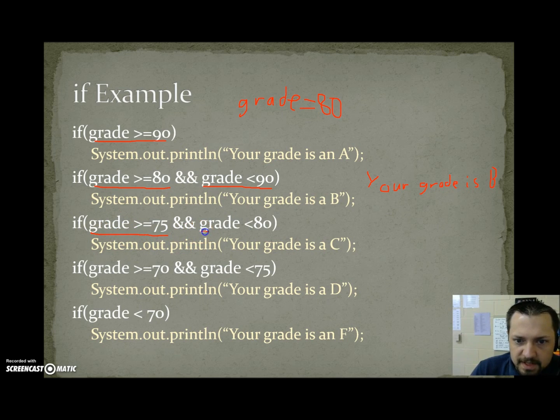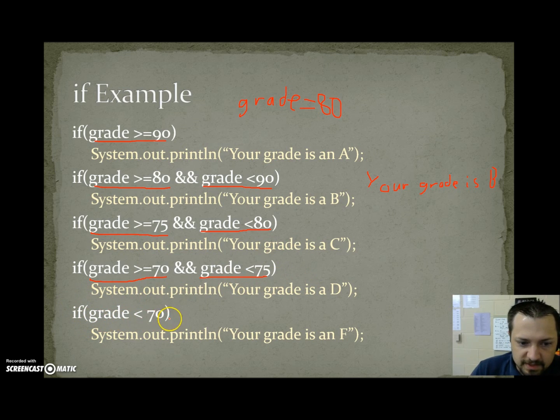Yes. Is 80 less than 80? No. True and false make false. We do not do the below line of code. Is grade bigger than or equal to 70? Yes. 80 is bigger than or equal to 70. Is grade less than 75? No. 80 is not less than 75. So we get true and false. True and false make false. We do not do the below line of code.